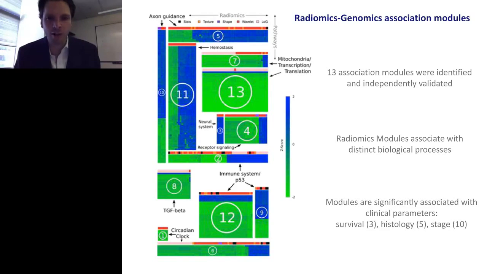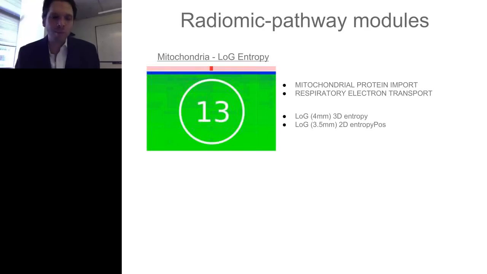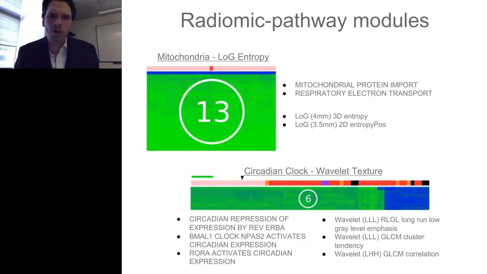And also we found that these modules were significantly associated with distinct clinical parameters. So 3 of the modules were associated with survival, 5 of them with histology, and a large majority, 10 of them, were affected by stage. One example is module number 13, which was an ablation of Gaussian entropy features, which were significantly associated with the mitochondria. Another one was, for example, the circadian clock wavelet textural features, where a large number of wavelet features were associated with important pathways involved in the circadian clock.